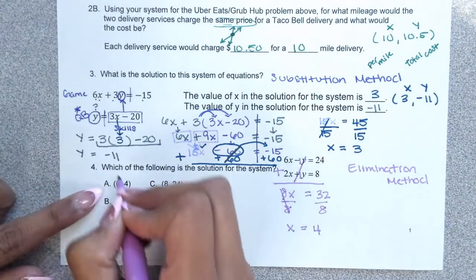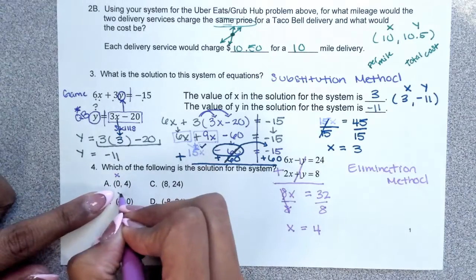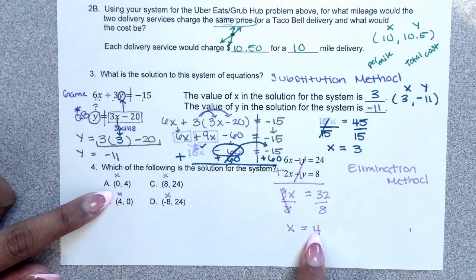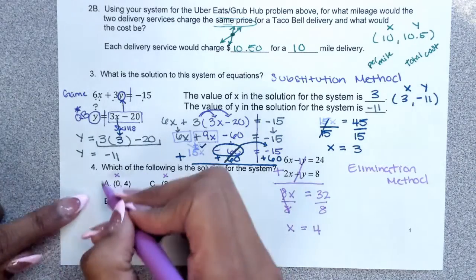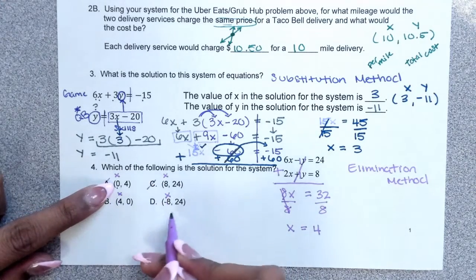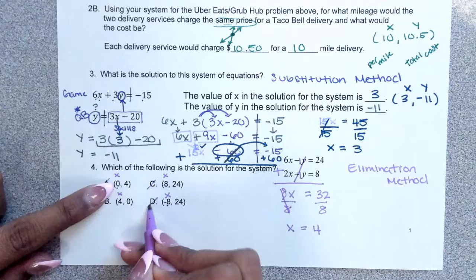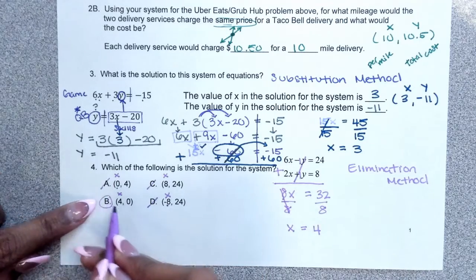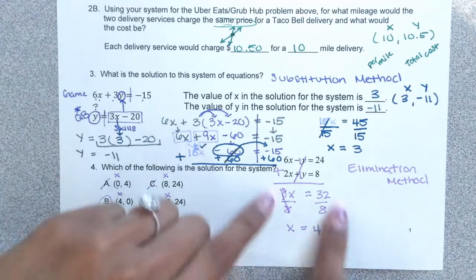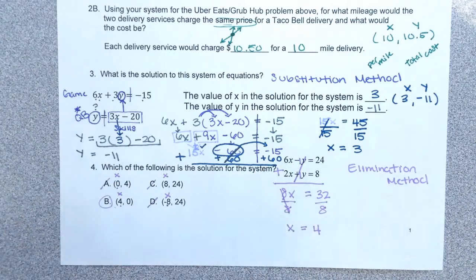So if I go look at my answer choices, here are all of my x's. Which one equals 4? A does not equal, my x value does not equal 4 here. This does not equal 4. That is not 4. The only one that has an x value of 4 is B. If we need to go in and double check, then we would just go plug in x and then we would solve for y.